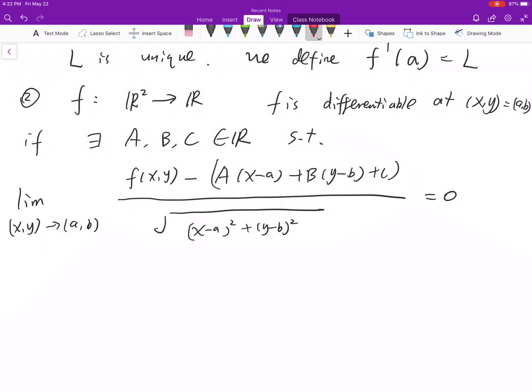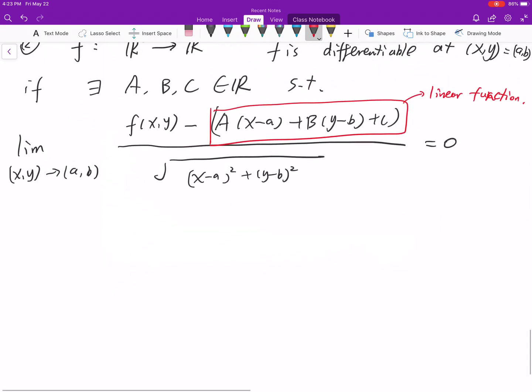Okay, note what it is. This is a linear function. So that means this linear function gives a very good approximation of the original function at the point (a, b). So that's the definition for a differentiable multivariable function.